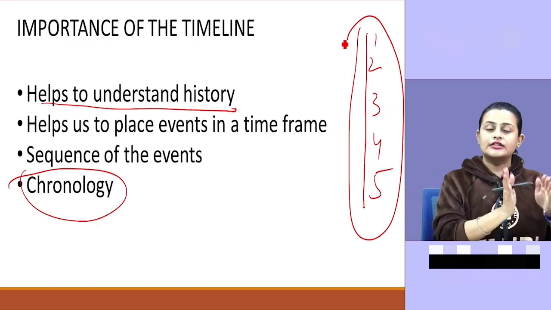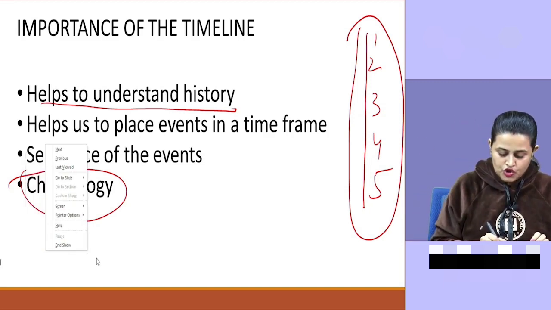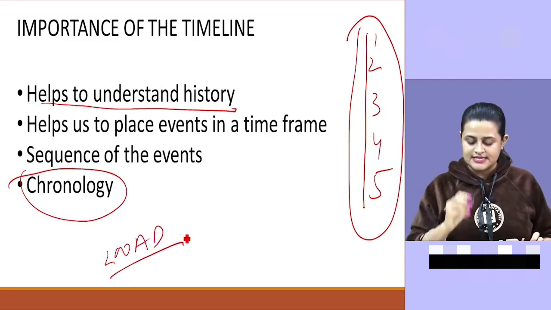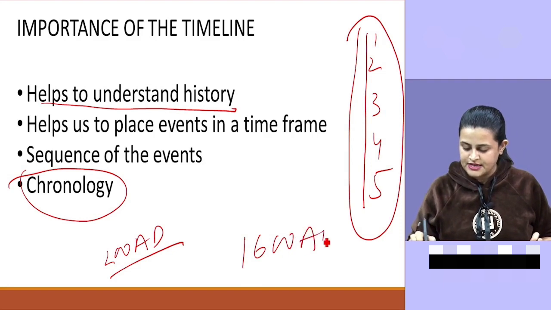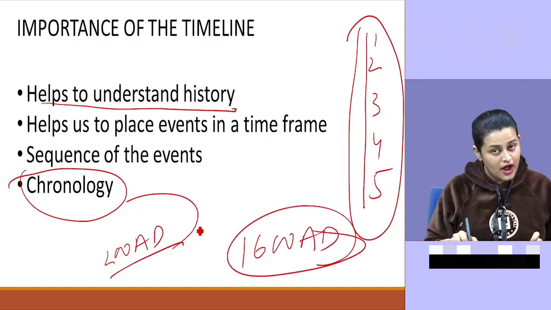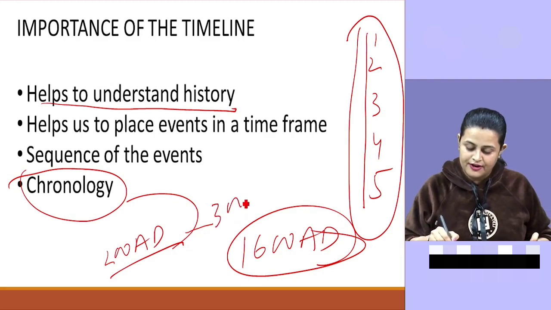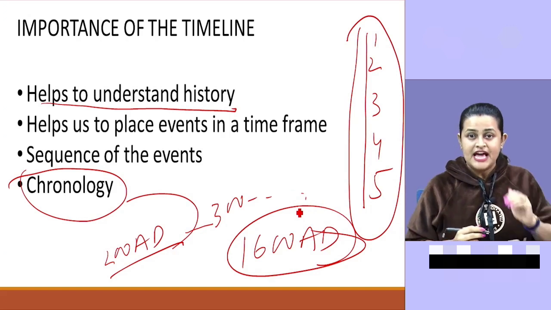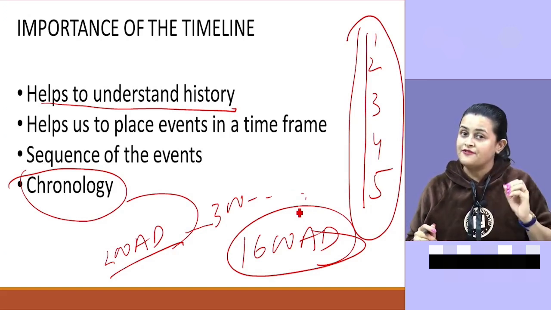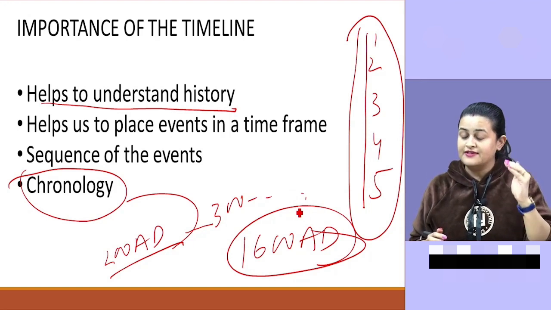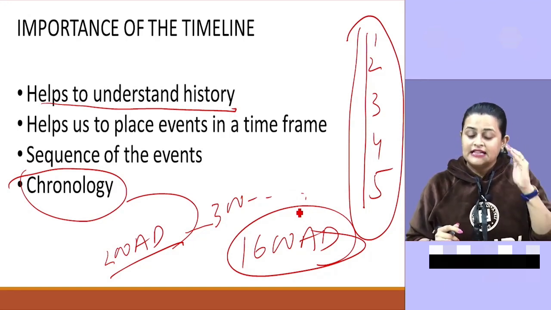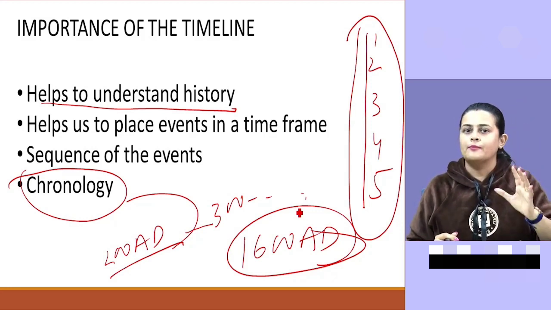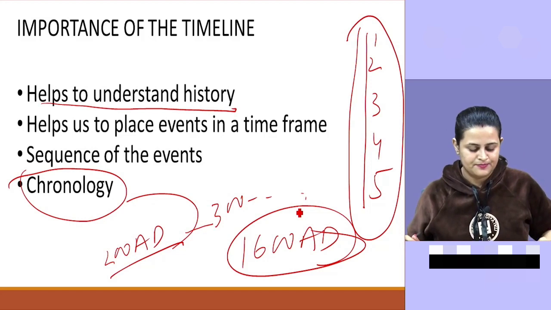If the ruler or the time period belonging to 200 AD is coming, we will not study 1600 AD first. We will first understand 200 AD, which is followed by 300, 400, and so on, and then we will study 1600 AD. So this is the relevance or importance of the timeline. This is how we understand history in a chronological form with the help of the dating system.